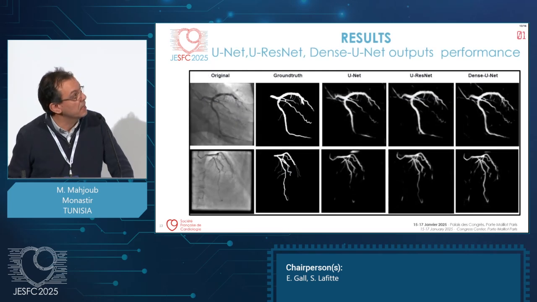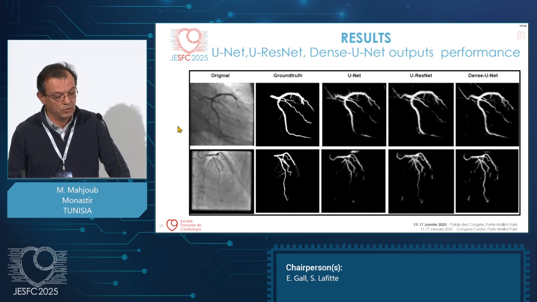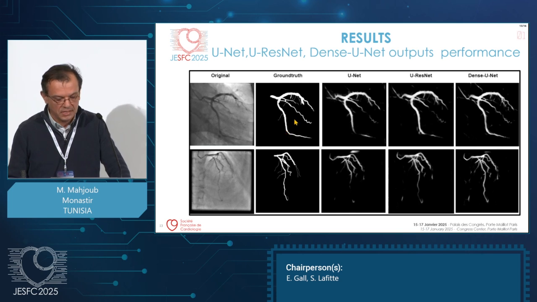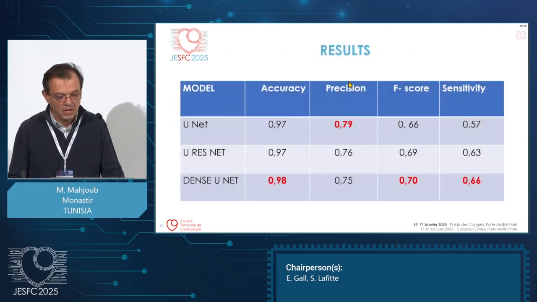For example, here we have the original image. As you see, the original, the ground truth made in collaboration with computer science. And as you see, you have the last one with the dense UNet that is predictably nearer to the ground truth and the initial images. So the dense UNet is the better system to apply for this segmentation. Here we have the result. As you can see, with the dense UNet, we have the better accuracy, the better F-score, and the better sensitivity. However, with the UNet, the basic one, we have a better precision.